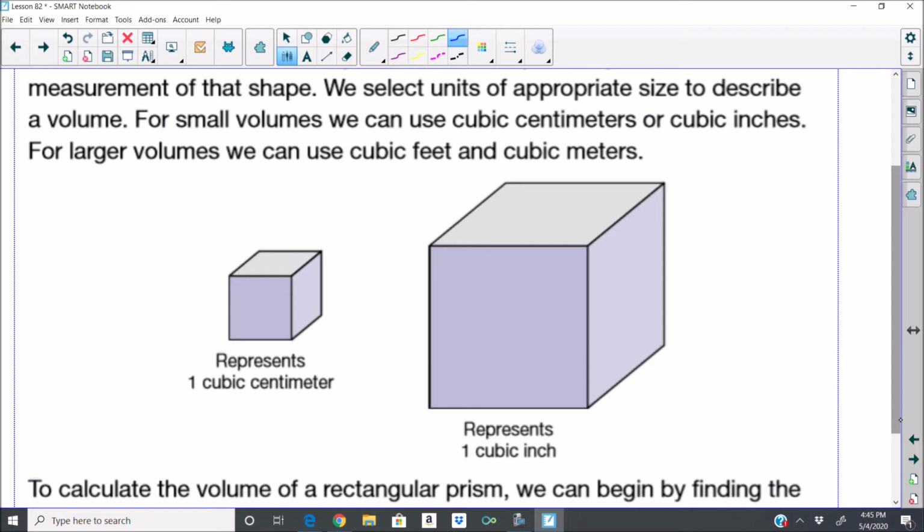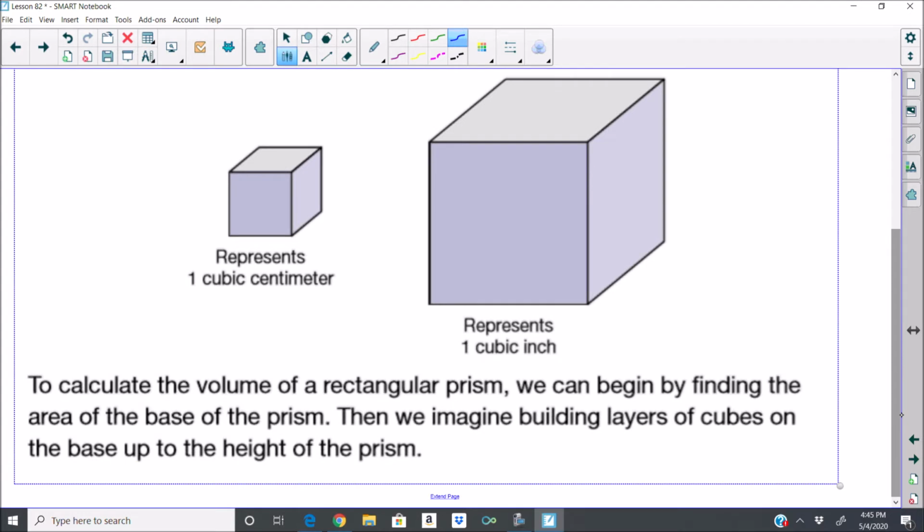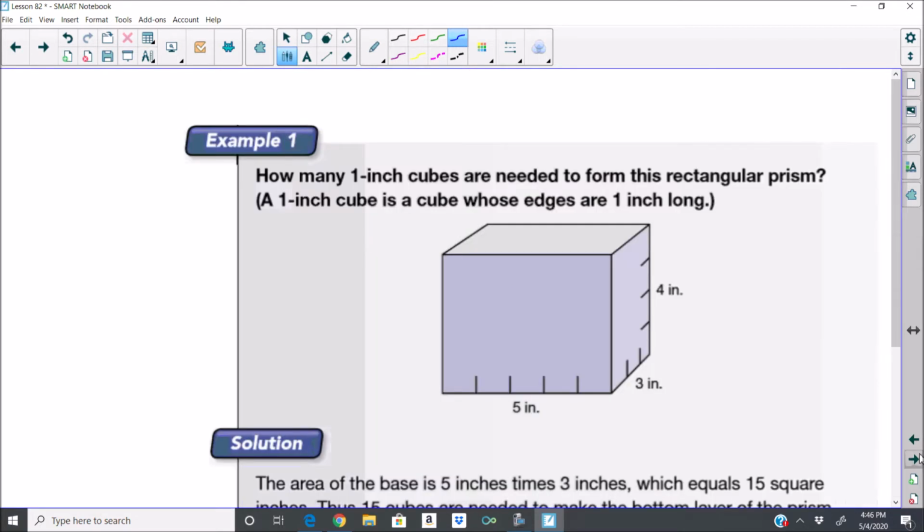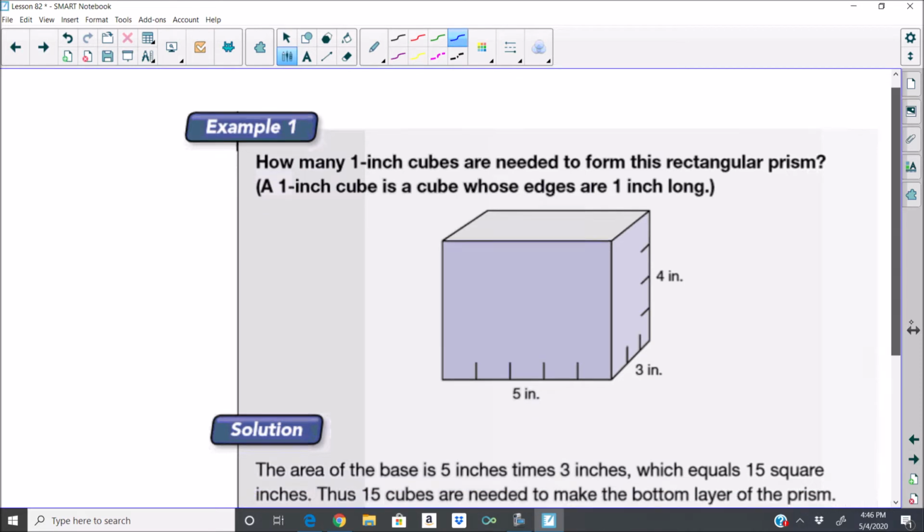So when we're talking about volume, we're talking about a 3D shape such as these. And we just are going to have a formula like we have with everything else. To calculate the volume of a rectangular prism, we can begin by finding the area of the base of the prism. Then we imagine building layers of cubes on the base up to the height of the prism. So it's kind of like we imagine if we would break this into layers and we would find the amount of area in one of those and then we just keep adding them on. Hopefully that makes sense. Some examples will help us picture this, I think, a little bit better.